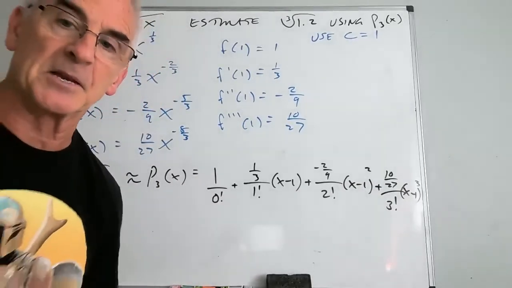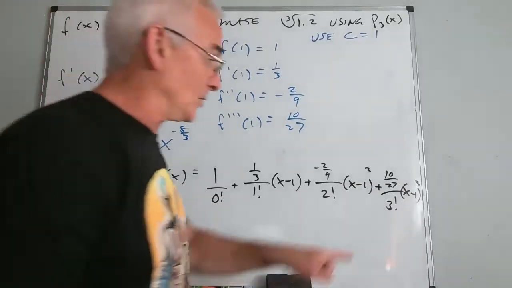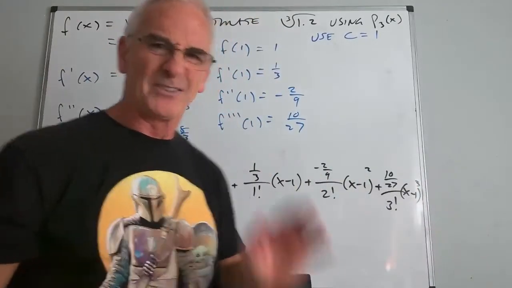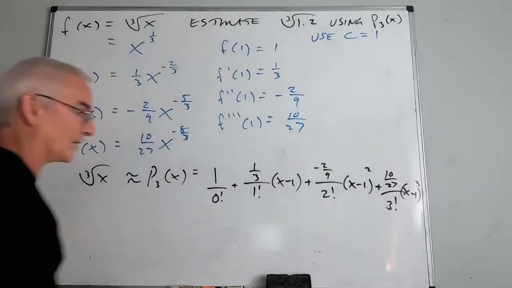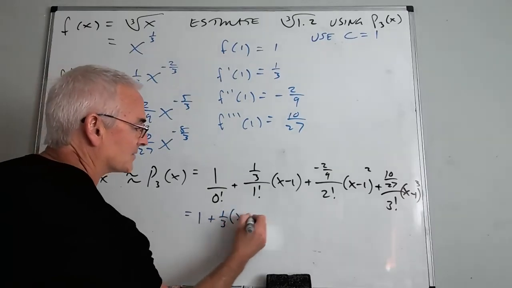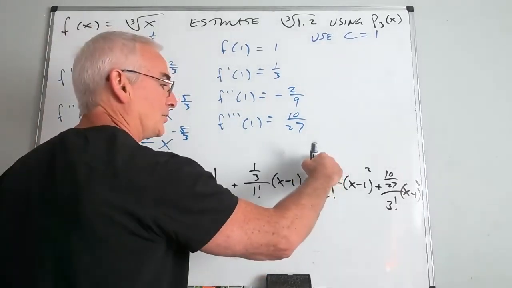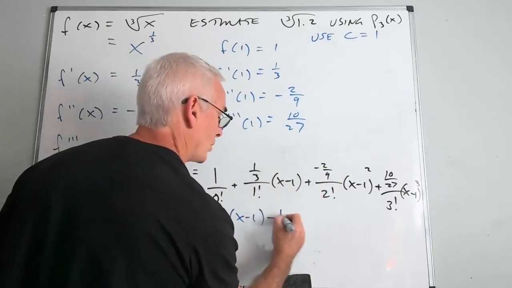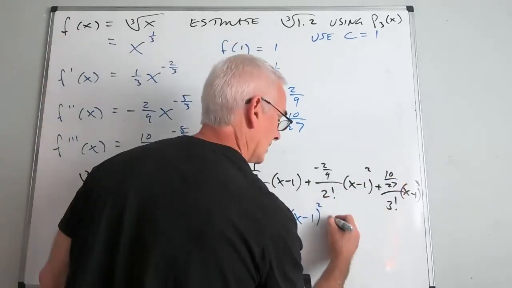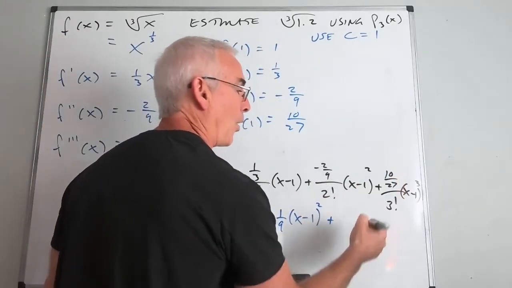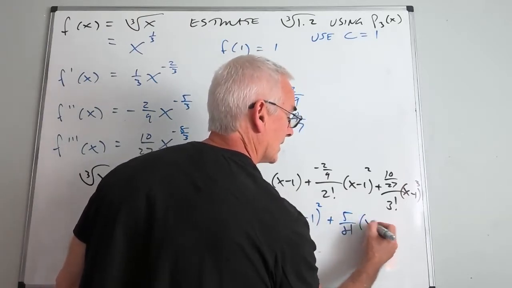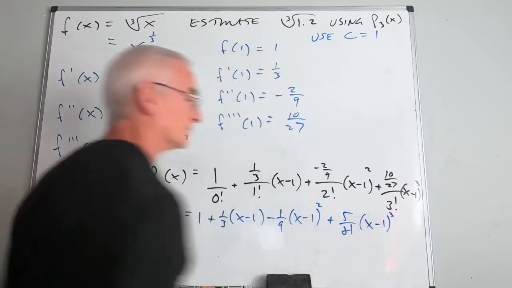Now, clearly we can simplify the coefficients, but I do not want to multiply out x minus 1 cubed. I don't want to multiply that out and gather terms. No. Too messy. Just simplify the coefficients. So this would be 1 plus 1/3 times x minus 1, -2/9 over 2 would be -1/9, x minus 1 squared. And then here, 10/27 over 6, what would that be? 5/81. And then that would be x minus 1 cubed.